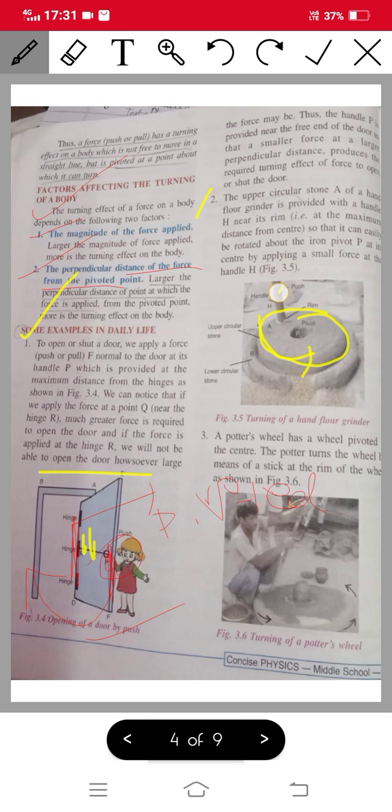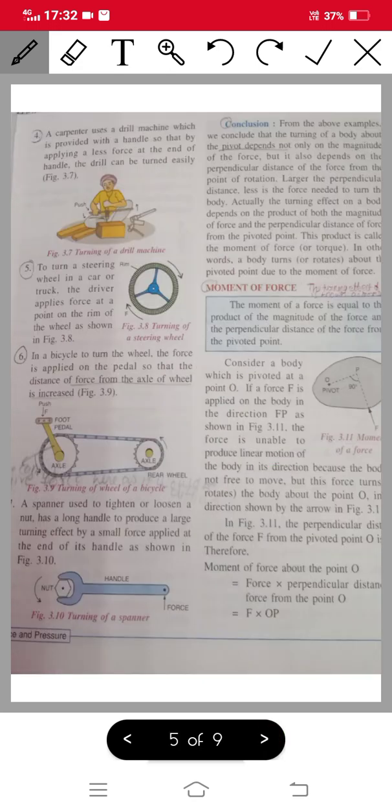So if we are keeping this stick near this pivot, somewhere here or here, it would be difficult for us to move that circular stone. Whereas if we are keeping it at the end, here or here, it is easier for us to move that, because obviously if we are keeping it at the pivoted point, it will be harder for us. Then the same example applies when a potter moves the rim with the help of a stick to make the utensils and all.